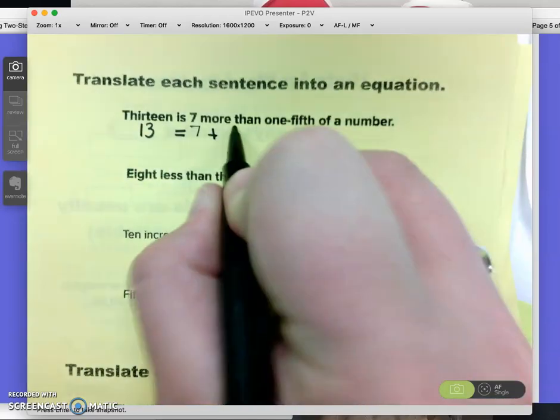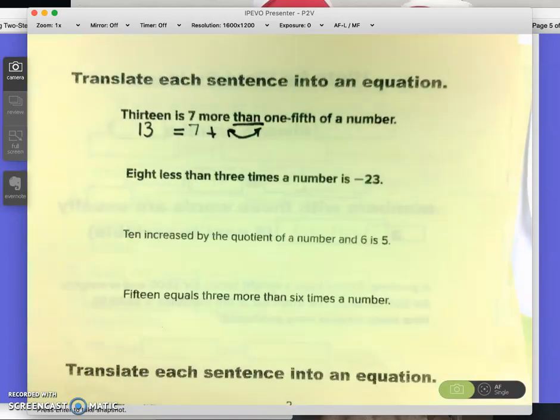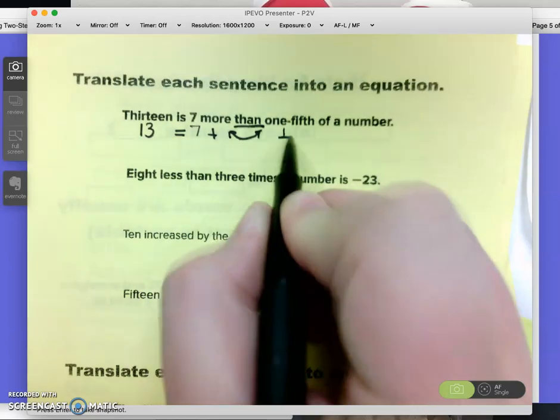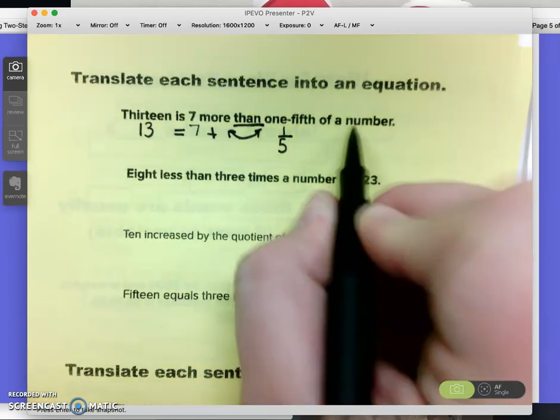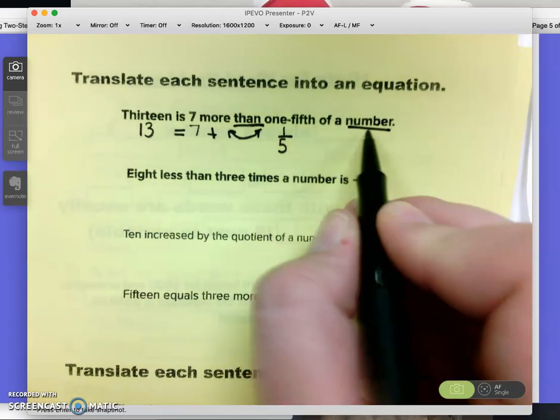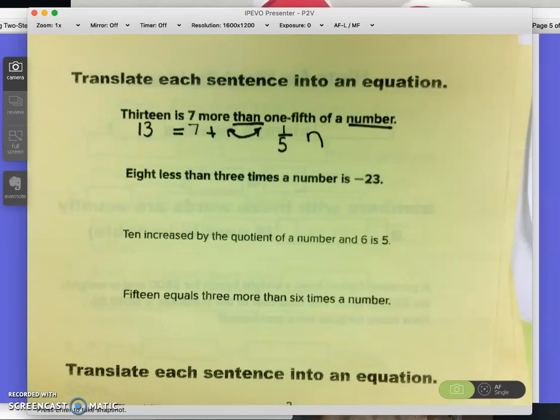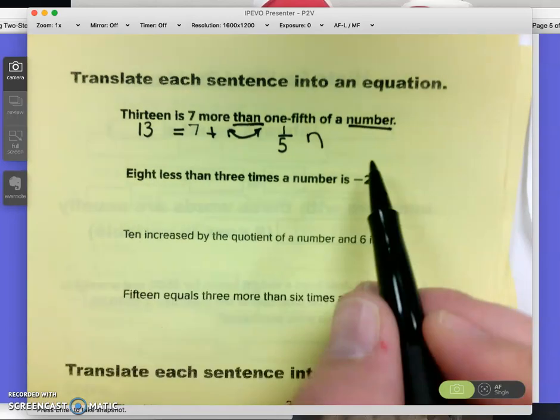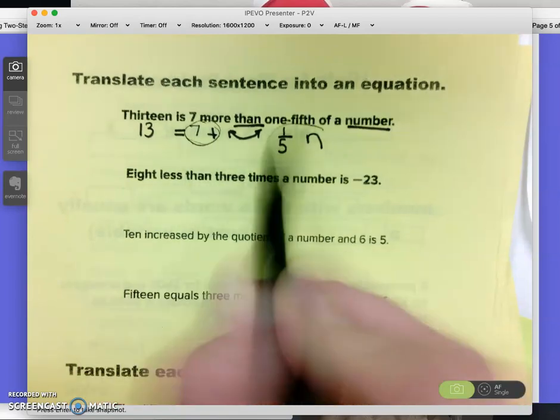Okay, this is where I said the word "than." The word "than" is going to switch the order. 1/5 is going to be 1/5 of a number. This is where if we see "of a number," you can choose a variable. If it says "of a number n," it means that it wants you to use that number n. But here it just says "of a number," so we're going to use n for number. Okay, now we have to rewrite it, remembering to switch the order of these 2 things.